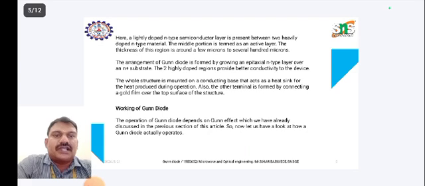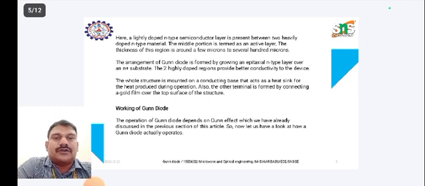The Gunn diode is formed by growing an epitaxial n-type layer over an n-plus substrate. The two highly doped regions provide better conductivity to the device. The whole structure is mounted on a conducting base that acts as a heat sink for the heat produced during operation. Also, the other terminal is formed by connecting a gold film over the top surface of the structure.